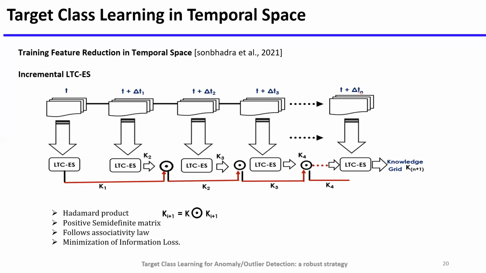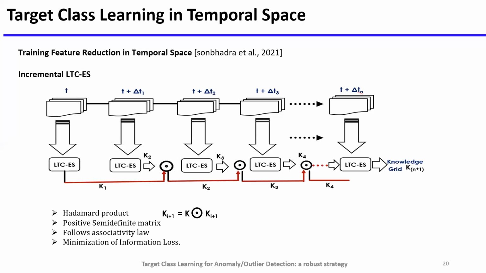Suppose at time t we have a knowledge matrix of size x, but at time t plus delta t1 we have a knowledge matrix of x minus 1. We must consider the knowledge matrix of size k. But what about the knowledge matrix obtained at stage t plus delta t1? There are some strategies, and the best strategy that has been identified is to go for the Hadamard product.